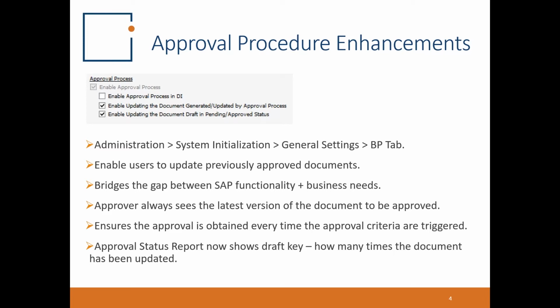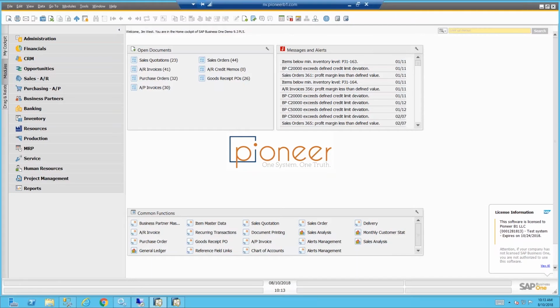The approval module was always a powerful module, really able to customize any kind of approval scenarios that you needed to. You were able to send all types of documents through an approval process, but there was still a gap between the power that it had and the business use, in the sense that previous to 9.3, if you had a document that had gone through the approval process, you couldn't update it.